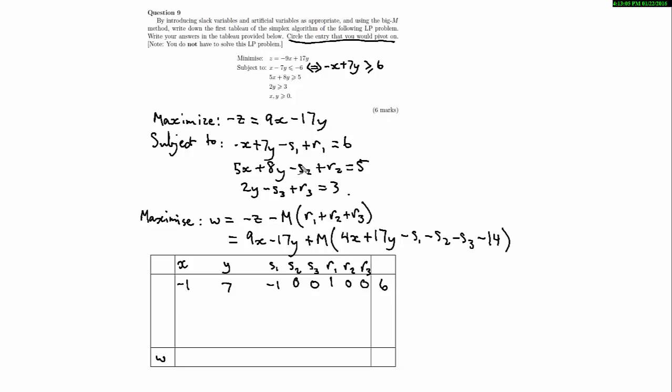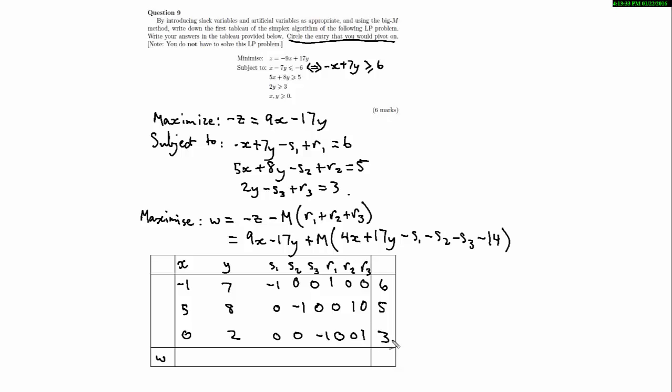Okay, and same again for the second constraint and our second row of the tableau. So we have 5, 8, 0, minus 1, 0, 0, 1, 0, and then 5. And lastly, our third row and third constraint, we have 0, 2, 0, 0, minus 1, 0, 0, 1, and 3.